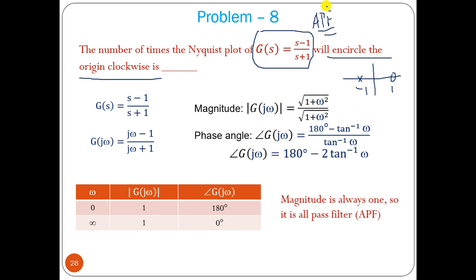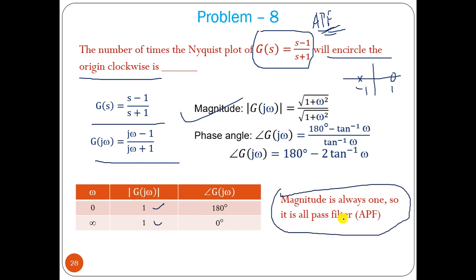This is an example of an all pass filter. So P equal to Z, and if we plot it we will see it would not encircle in the GH plane. But what happens in the s plane? Let us see that. So G(s) equal to this, we can put s equal to j omega. So magnitude equal to what? We can find out, it will be 1 always. If we put omega equal to 0 or omega equal to infinity, it will be 1. So the magnitude is always 1. That means it is an example of an all pass filter.